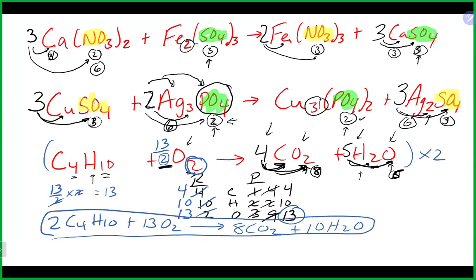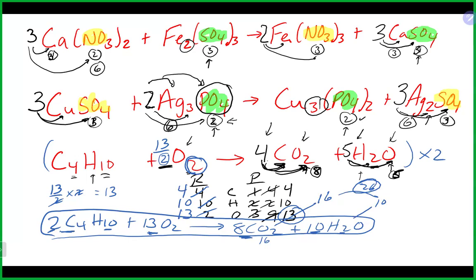If we look on the left, we have 8 carbons here. We have 8 carbons here. We have 2 times 10, which is 20 hydrogens. 10 times 2, which is 20 hydrogens. 13 times 2 is a lot, but I think that's 26 if you multiply it. And on the other side, we got 16 oxygens in the first one. We got 16 in this one. And we have 10 in this one, which gives you 26 oxygens when it's all said and done. And we will be balanced at that point.